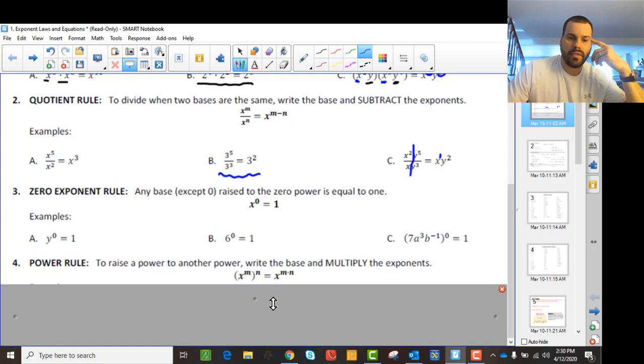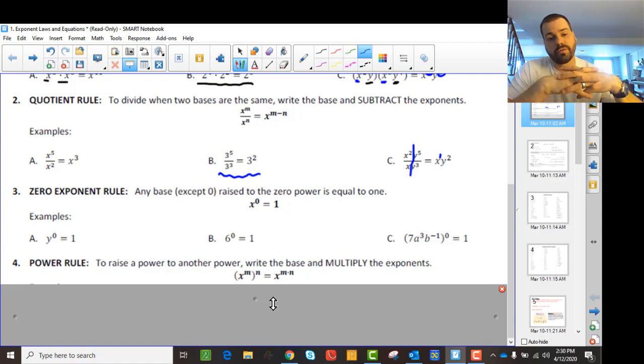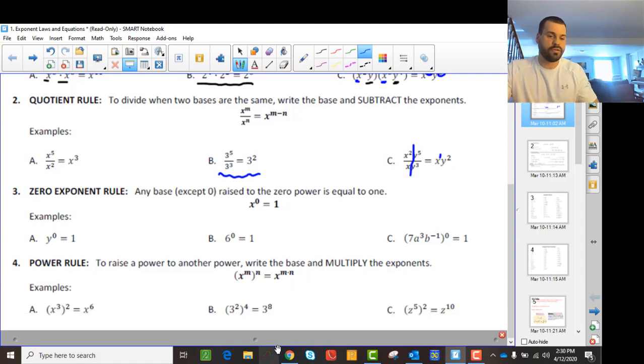Okay? And then the power rule, this is the other one you should know from before, that if you're raising a base or a power to another power, you multiply them. Okay? What you're used to, again, is probably something like this. You've seen this before. Okay? 3 to the 2 to the 4. You go 2 times 4 and get 8. If you have it with x, it's the same thing. 3 times 2 is 6, and the same thing with z. 5 times 2 is 10. Okay?